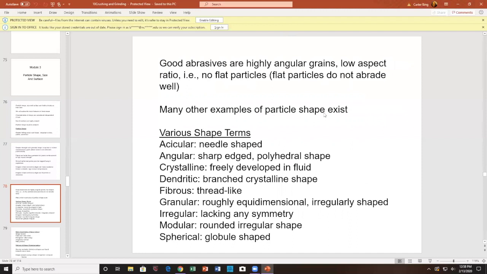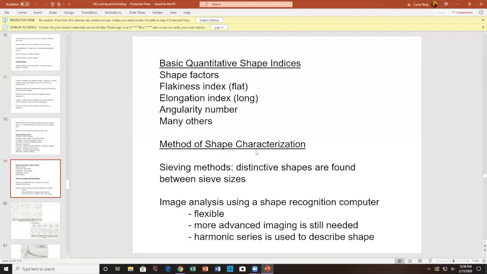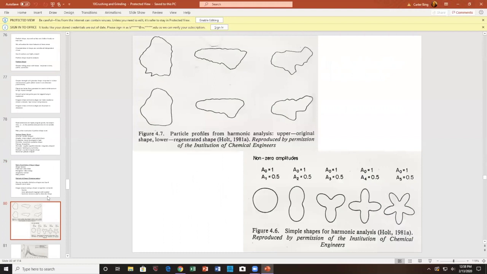Many other examples of particle shape exist. Here they are. Whole bunch of them. Okay. Some of the things you might wish to incorporate with your shape indices: flakiness, elongation index, angularity. Anyway, so let's go back.